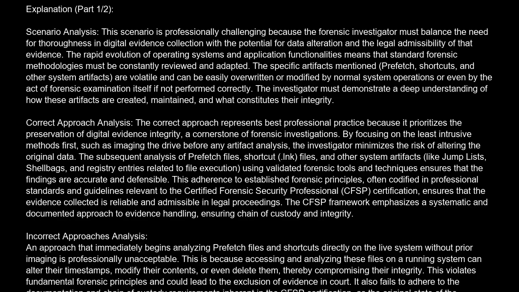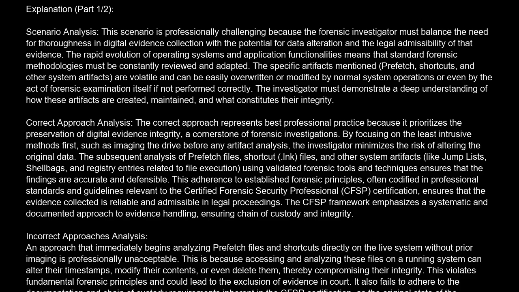This adherence to established forensic principles, often codified in professional standards and guidelines relevant to the Certified Forensic Security Professional, CFSP certification, ensures that the evidence collected is reliable and admissible in legal proceedings. The CFSP framework emphasizes a systematic and documented approach to evidence handling, ensuring chain of custody and integrity.